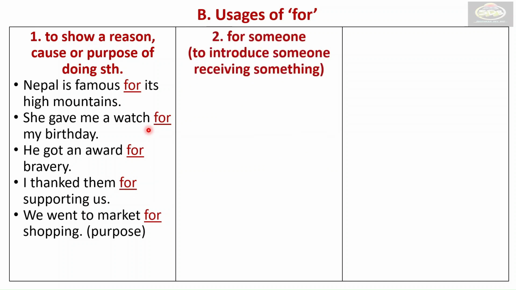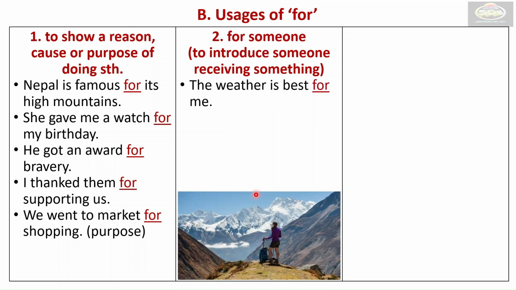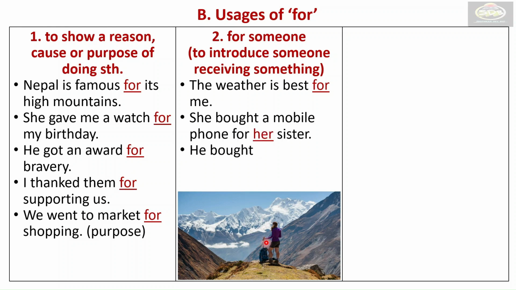Another usage is for someone, for plus person, to introduce someone receiving something. Example, the weather is best for me. I am the one who is going to enjoy the weather. It's for me. She bought a mobile phone for her sister. He bought a sari for his wife. There is a letter for you. You are the one who is getting that letter.